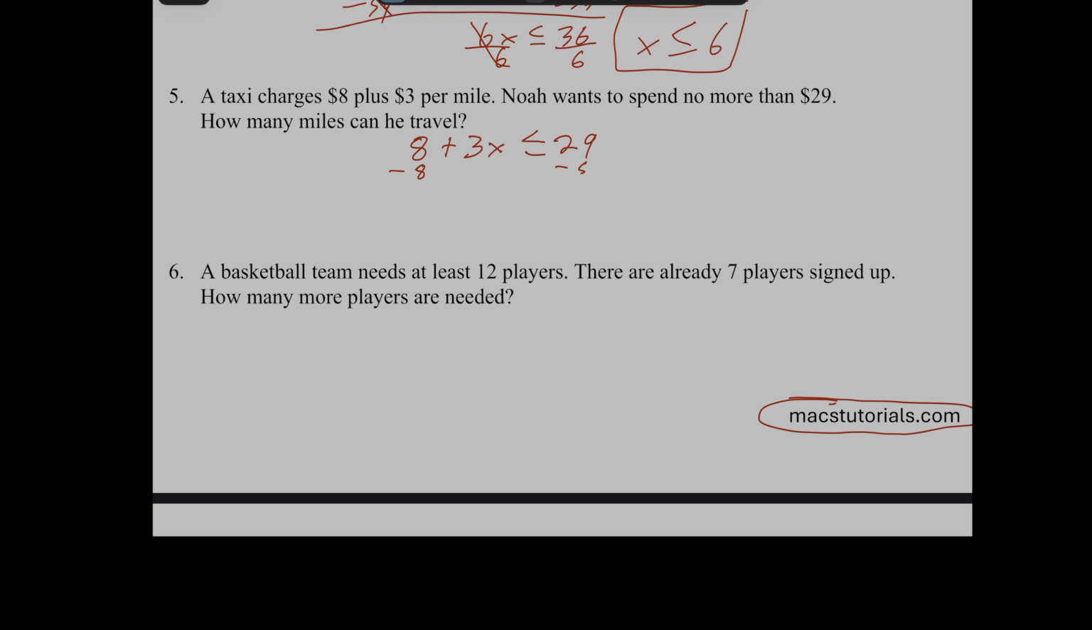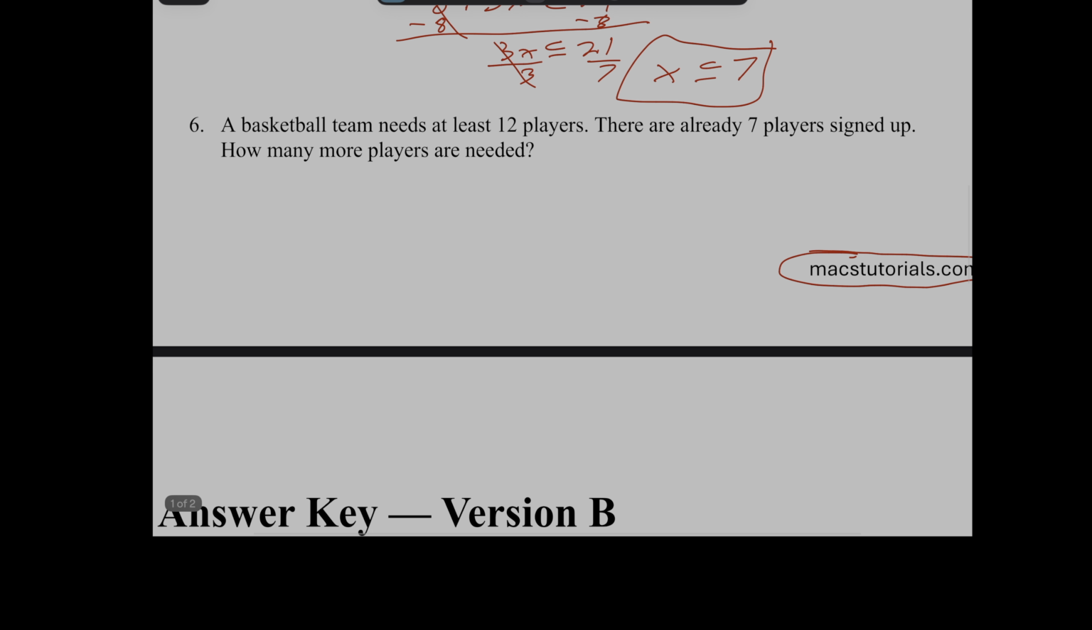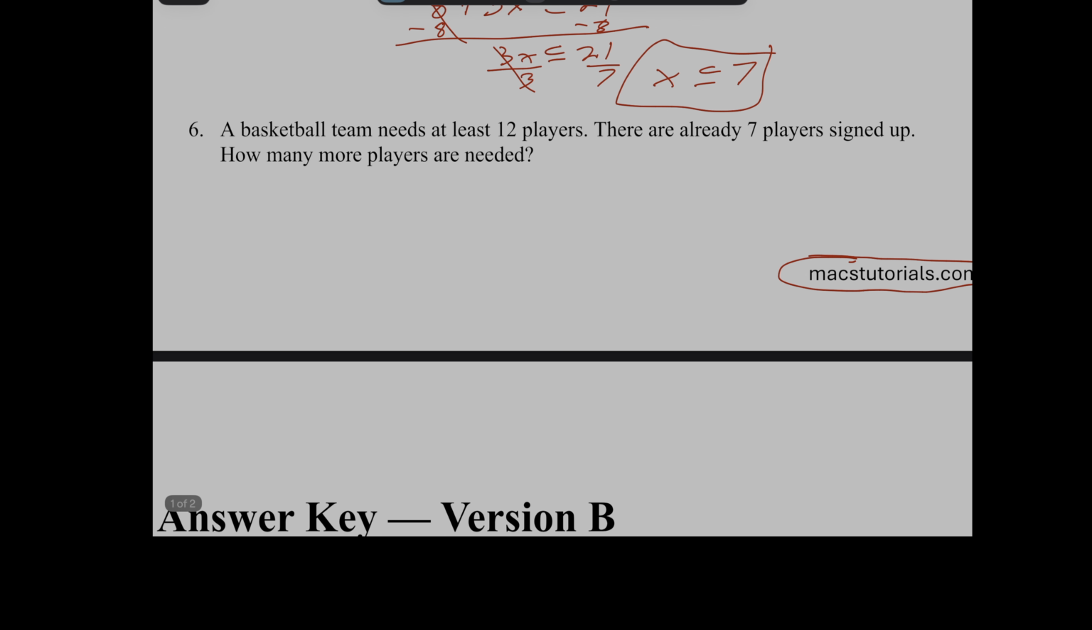So now, as I go and do this, I'm going to get 3x is less than or equal to 21. And so my x needs to be less than or equal to 7. I sure hope that wherever he wants to get to is less than 7 miles. If it's more than 8 miles, he's going to have to walk a little bit.